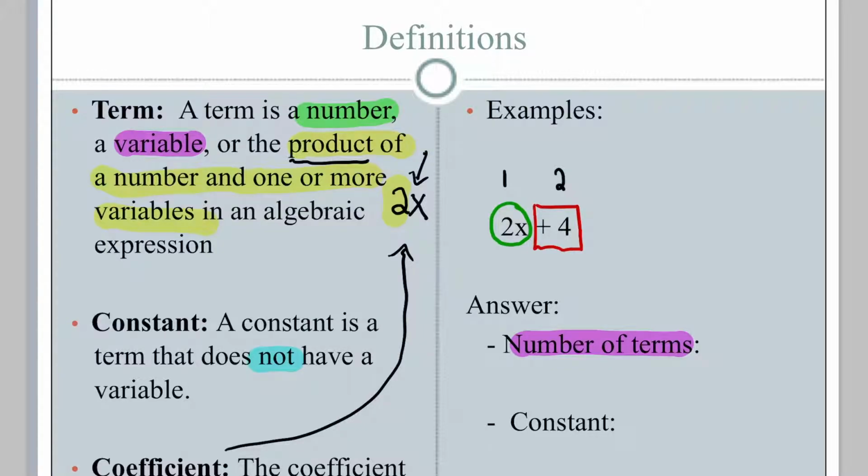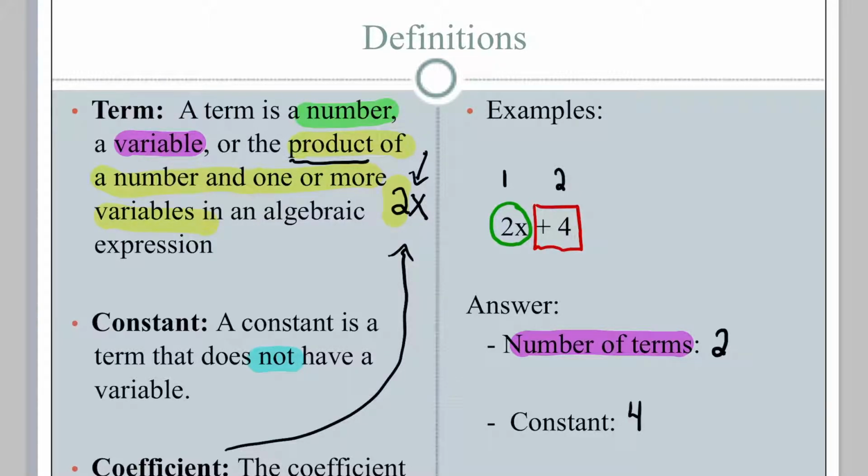Well, plus 4 is a number, and a number is considered a term. In this case, the 4 is only a number by itself. It does not have a variable, so we would consider it a constant. So I have 2 terms, and as I just mentioned, the 2x, the term inside the green circle, has a variable. Therefore, it cannot be a constant. The 4 inside the red box does not have a variable. For that reason, we consider the 4 our constant.